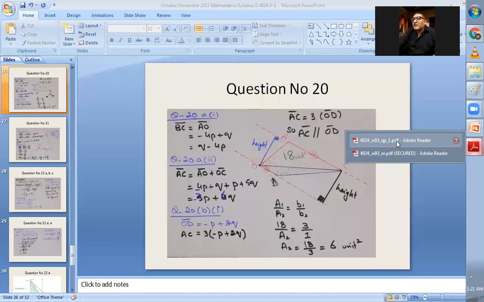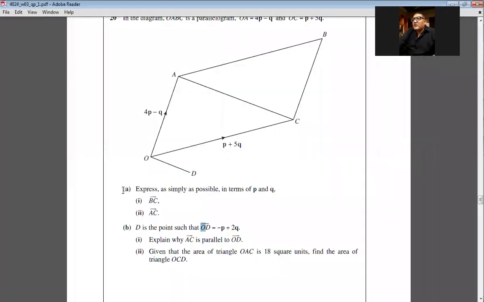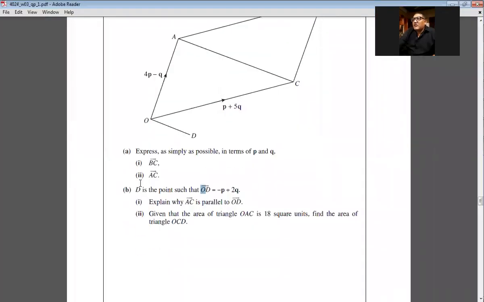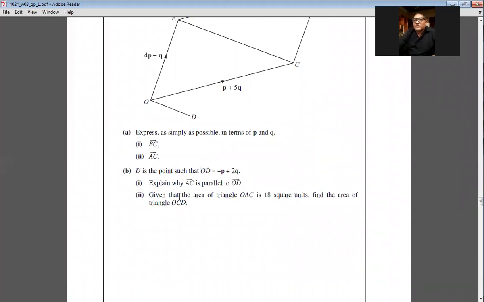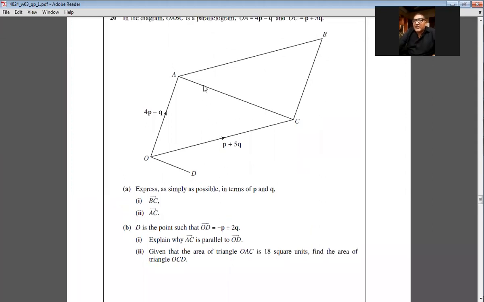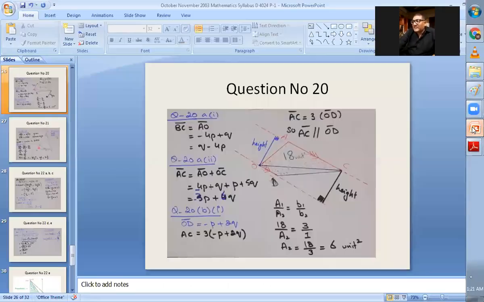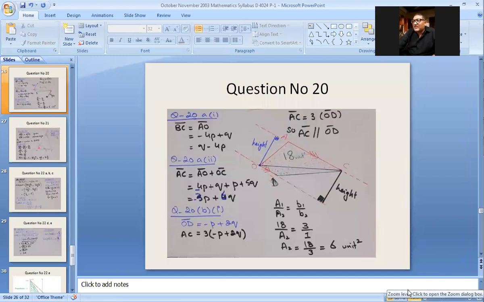Here on the screen, you can see the next question. Given that the area of the triangle OAC is 18, find the area of the triangle OCP. And we have already proven that this side and this side are parallel to each other. So it's a little tricky thing, let me explain you the whole concept.